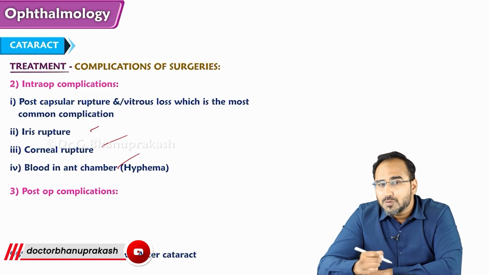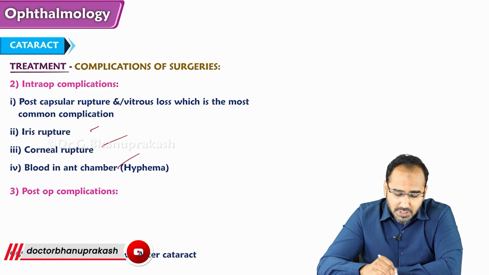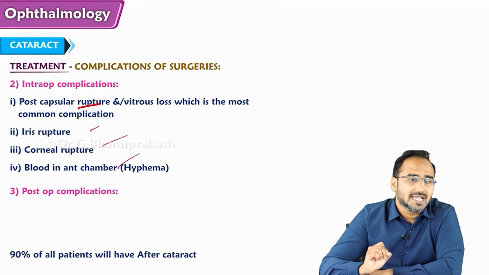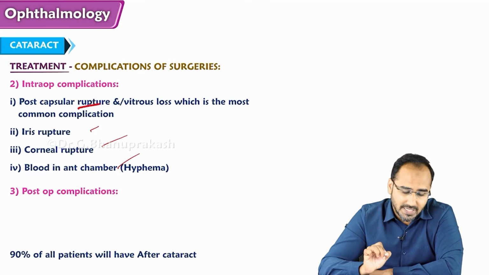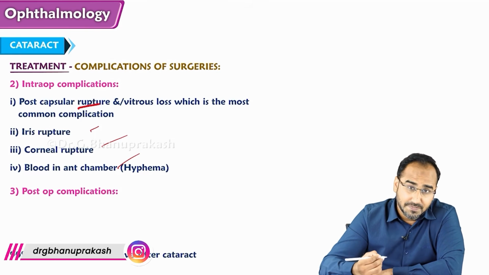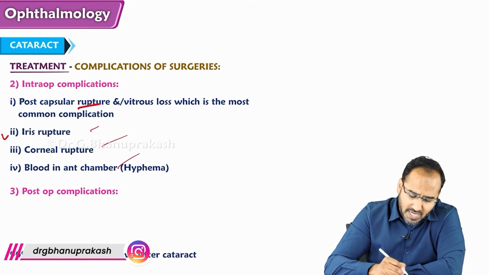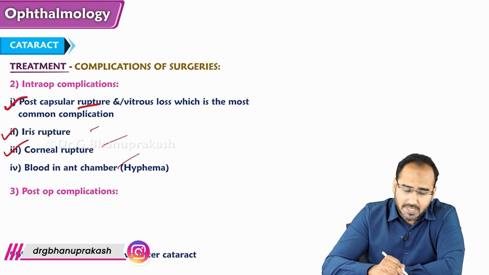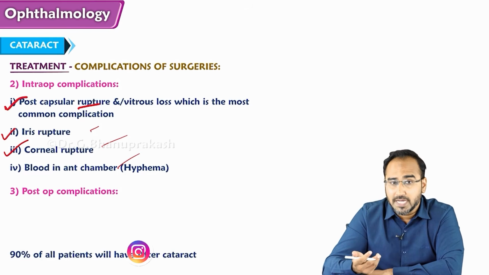And during surgery, you might also see a rupture of the capsule. So the intraoperative complications that could be seen in cataract surgery are what, guys? Rupture. What rupture? Iris rupture could occur, corneal rupture could occur, capsule rupture. Normally you will rupture. Sometimes what happens?